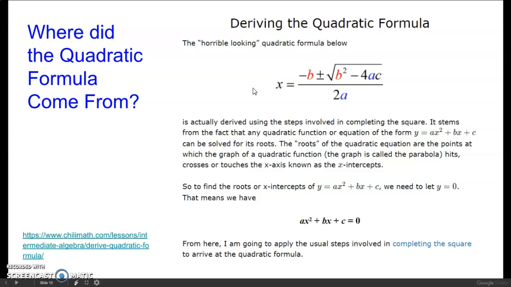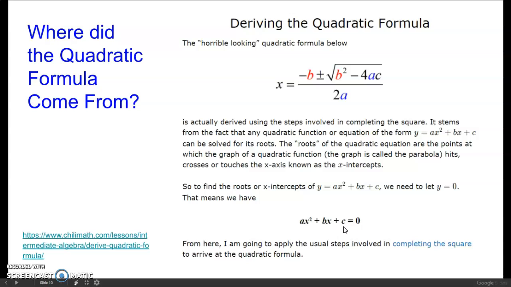All right, last section. Where did the quadratic formula come from? This is actually something you'll delve into again in Algebra 2, but that's really called deriving the quadratic formula. So basically, I got this from a website called Chili Math. What mathematicians did to get the quadratic formula is they took this standard form where y is equal to 0, and then they solved for x. Right? And there are several ways to do it, but one of the most common ways is to use the steps involved in completing the square to arrive at the formula.